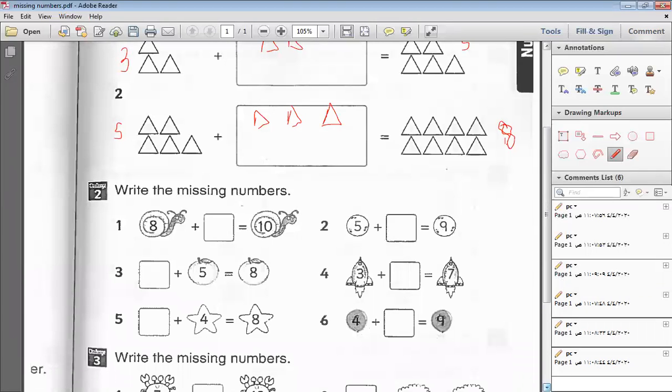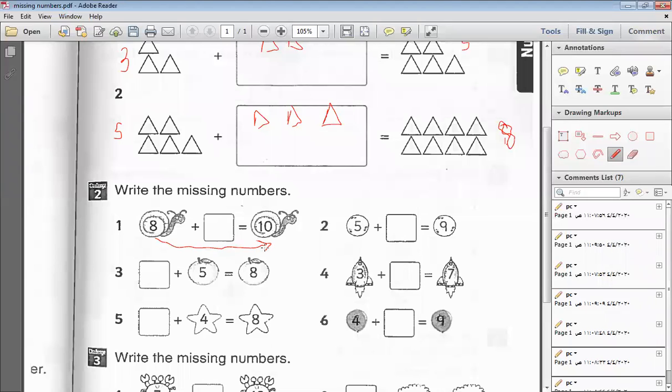Write the missing numbers. Okay, here. This is a missing number, right? Because he is already giving me the total. So I will start counting from the smaller number to the bigger one. After the 8, and using my fingers, after the 8, 9, 10. How many fingers did you open? 2. Yes, the 8 plus 2.